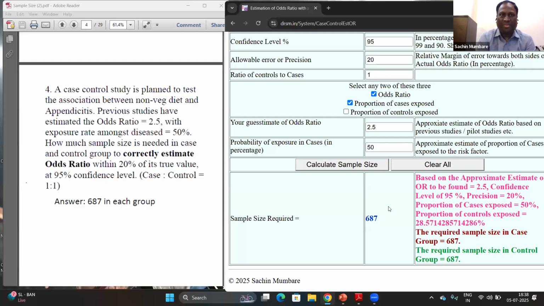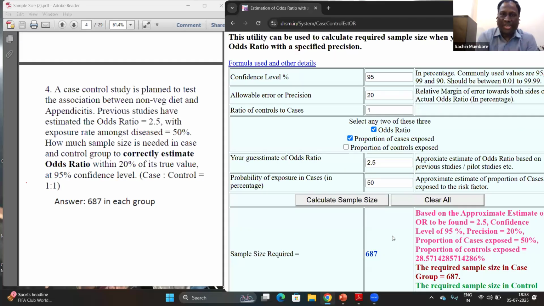And this is very important because I have seen community medicine people's thesis also, wherein they are conducting case control study and they are calculating sample size using the universal equation 4pq upon L square. This is absolutely wrong. If you are doing case control study, you have to estimate the sample size using the appropriate formula for case control study. So the required sample size for case control study is this 687 in each group.